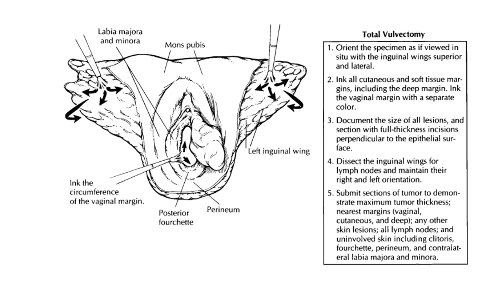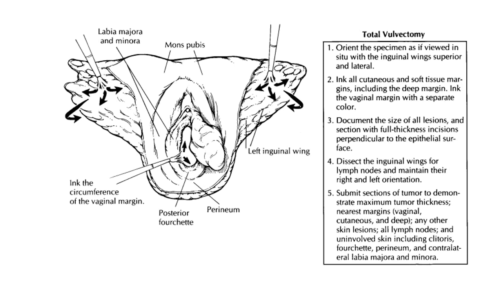You have to ink all the cutaneous and soft tissue margins, including the tip margin. Ink the vaginal margin with a separate color. Document the size of all the lesions and section with full thickness incisions perpendicular to the epithelial surface. Dissect the inguinal wings for lymph nodes and maintain their right and left orientation.